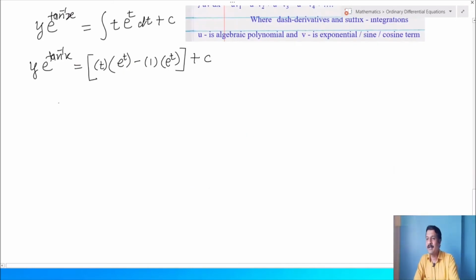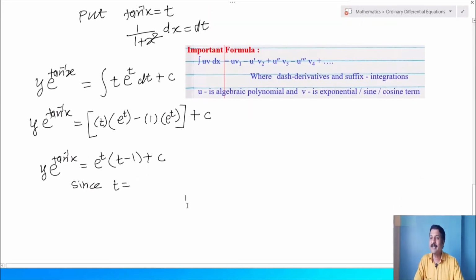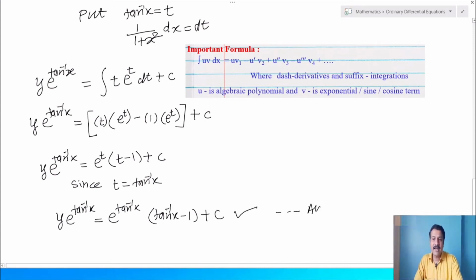Now simplify here. I am getting y e raised to tan inverse x equal to e raised to t common, in bracket t minus 1, plus c. What is this t here? Since t equal to, so what is the t here? It is tan inverse x. So that is why I can get here y e raised to tan inverse x equal to e raised to tan inverse x in bracket tan inverse x minus 1, plus c, which is your final or required answer.